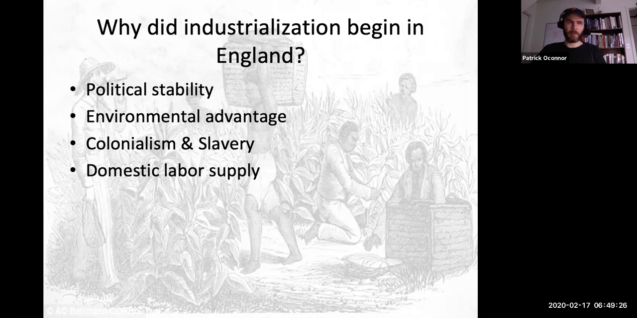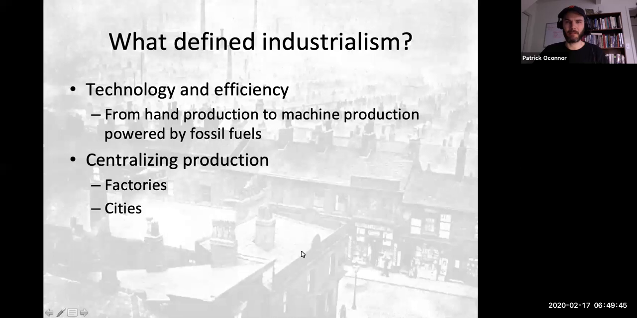So what did industrialization actually look like, right? We know that there are these preconditions for industrialization. What in practice was it like for people's everyday lives? How did things change? Another way of asking this is, what did Britain do with its advantages?